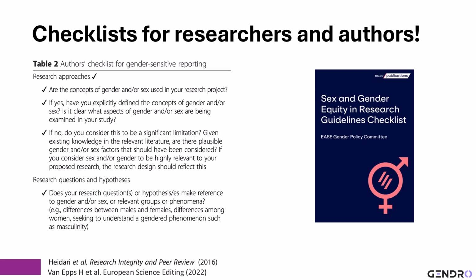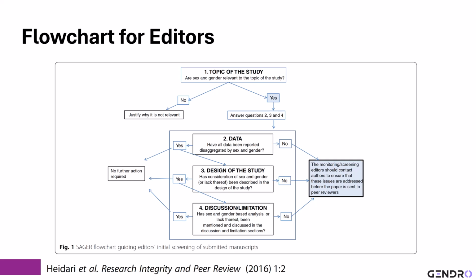The SAGER guidelines also offer a checklist for researchers and authors. Again, the checklists are primarily meant for gender-sensitive reporting to improve the quality of reporting, but those checklists and the concepts and the recommendations can also very easily be used and applied to research design as well as review of research, both in terms of research ethics committees involvement or peer reviewers. And we also offer a flowchart for editors in order to improve the screening of the manuscript as they go through the editorial process, allowing the editors to engage in a conversation with the authors in order to improve the reporting of these dimensions in the manuscripts that are being published.